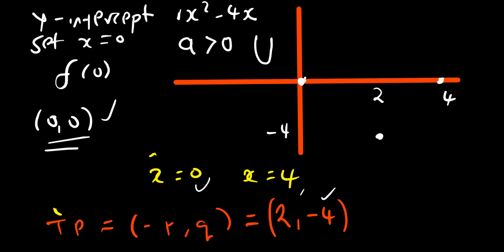Now let's draw our graph, and the opposite is true. When a is less than 0, your graph will have a maximum point, a maximum turning point like that. So let's just do that. Now let's draw our graph.